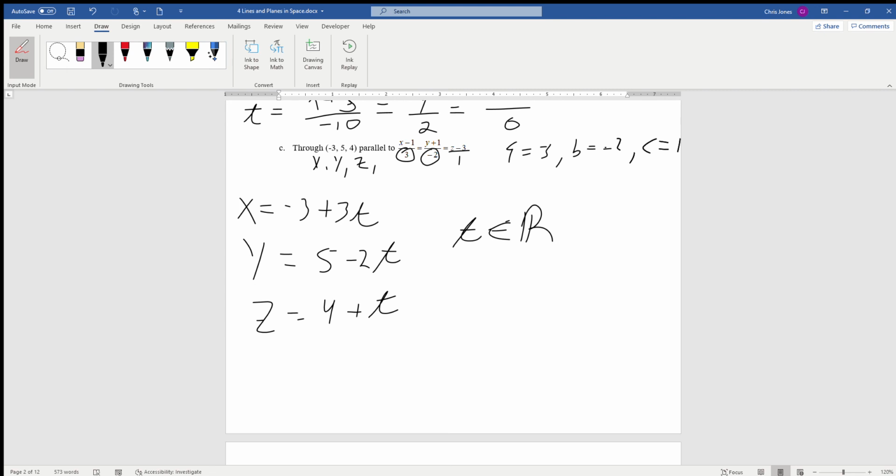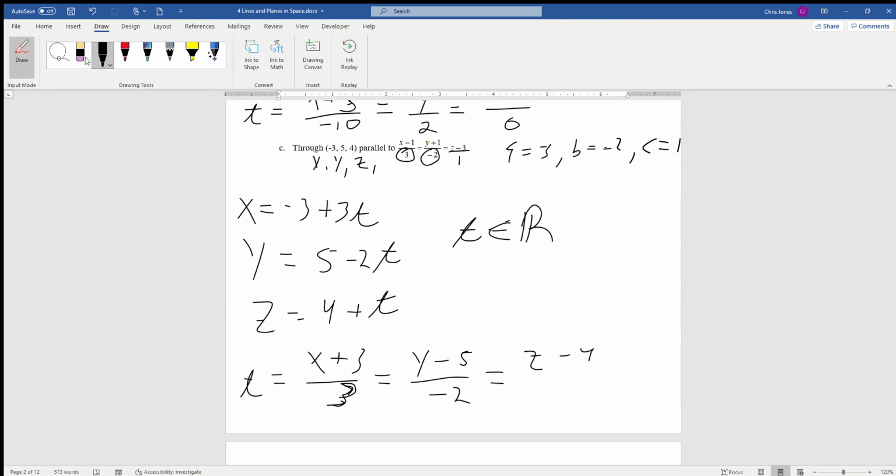Also, we need the symmetric equations, which means we need to solve each of the above for t and set them equal to each other. So the first one, x plus 3 over 3. Second one, y minus 5 over -2. Third, z minus 4 over 1, or just z minus 4.